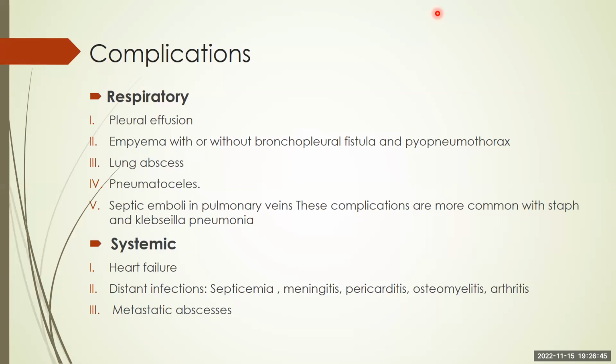We can also look at it from the angle of immunological inflammatory processes, leading to thrombi formation and plaque formation in the vessels, leading to emboli, resulting in heart failure. Though the immunological process is usually not common in children. Pneumonia can also result in distant infections like septicemia, meningitis, pericarditis, osteomyelitis, and arthritis. And lastly, there can be metastatic abscesses.